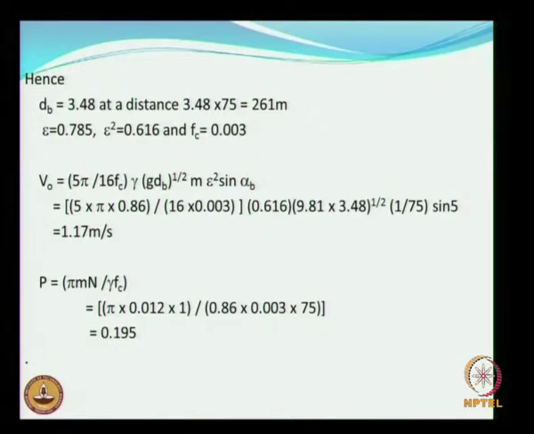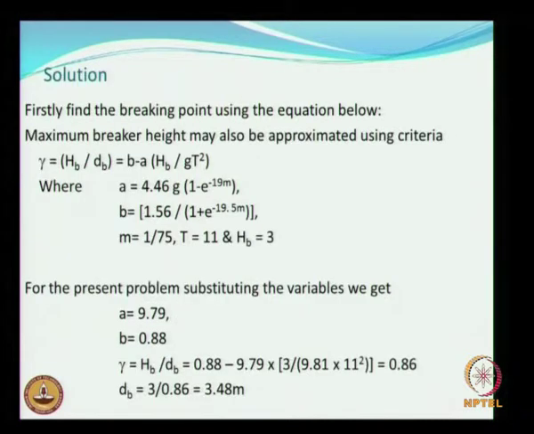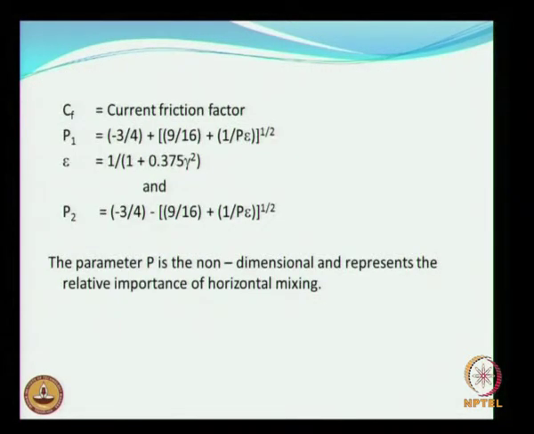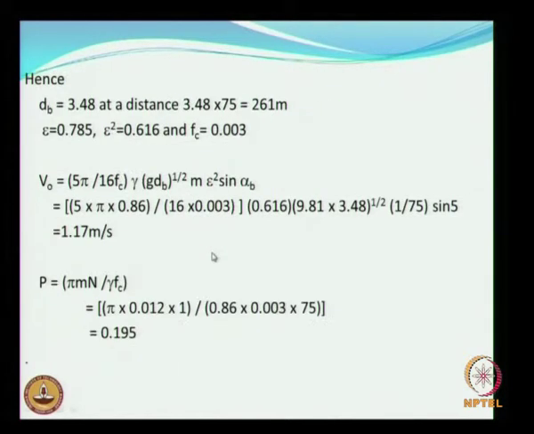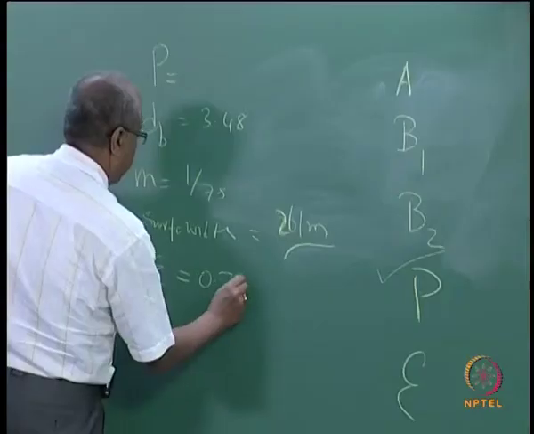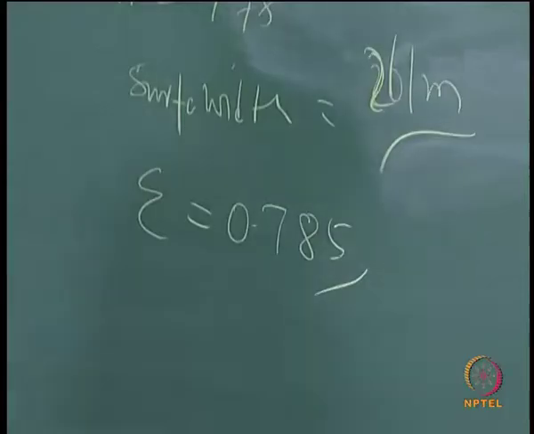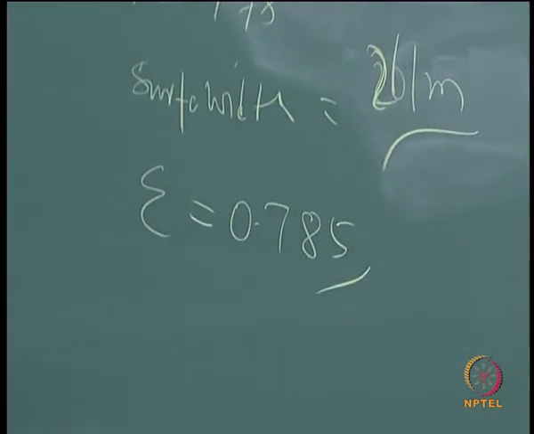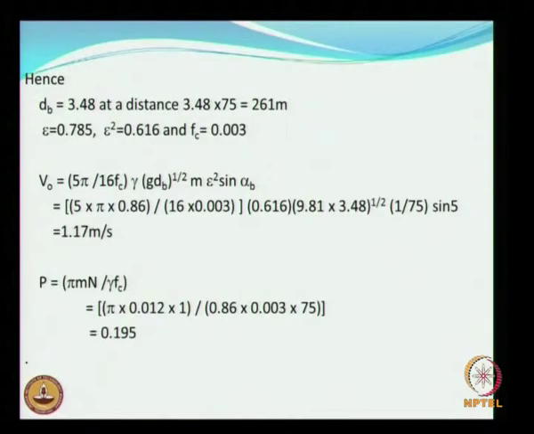Now what is epsilon? I will just run back and forth so that things are clear for you. Here epsilon will be equal to 1 divided by, so in this equation this is already evaluated, so you just need to use this equation, and then that would give you epsilon equal to 0.785, and epsilon square does not matter, and Fc is also given to you, no problem.